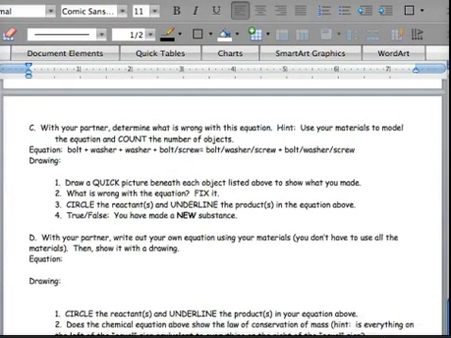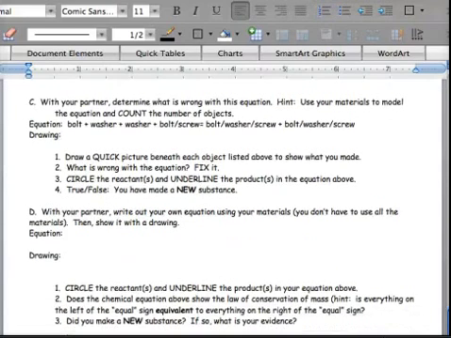Part C, again, it's the same thing. This time there's kind of a problem with it though. And so it says you have to look through it and possibly fix the problem. So I'll show you what we have. We have a bolt plus a washer plus a bolt and a nut together. That equals bolt, washer, nut, bolt, washer, nut. So again, I'll show you what it is, and there's a few questions to answer for part C.